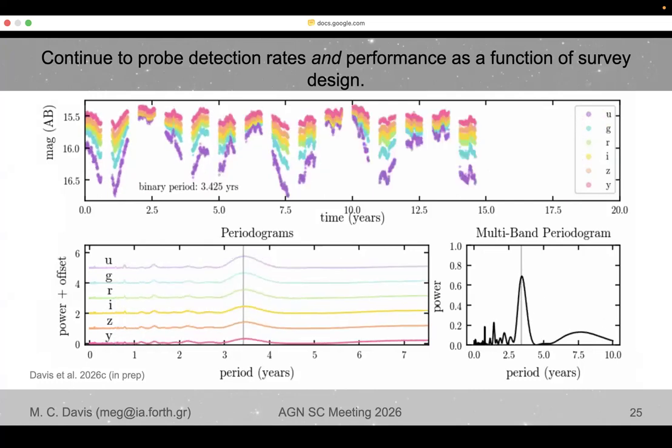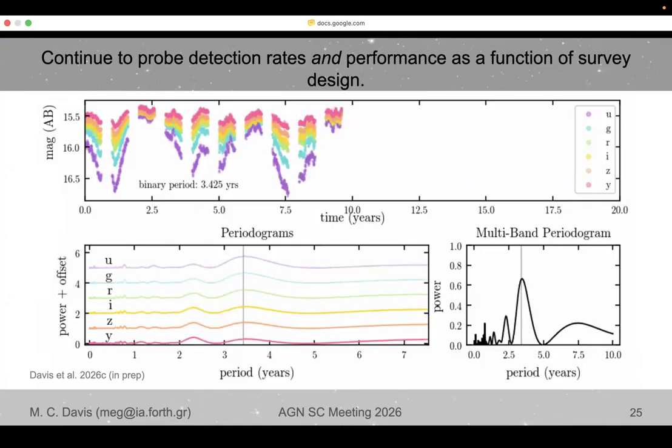Performance is a function of survey design. What happens when you change the cadence? What happens when you change the baseline?